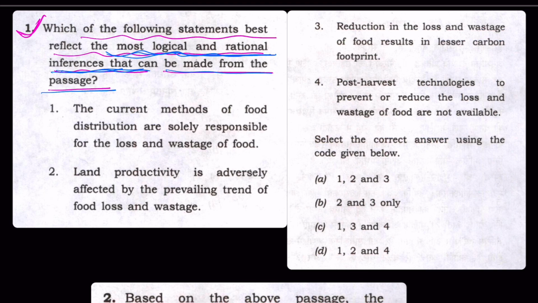So we will go to the options. The first option says, the current methods of food distribution are solely responsible for the loss and wastage of food. You see, whenever you see a word like solely, absolutely, only, you have to be very careful, because in this passage it has nowhere talked about the food distribution process being solely responsible.